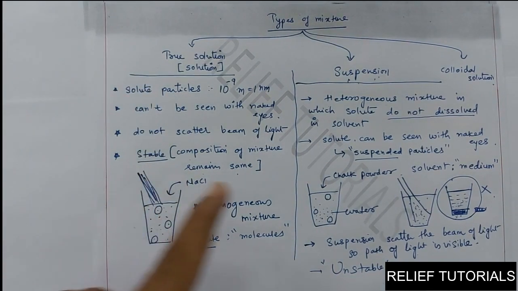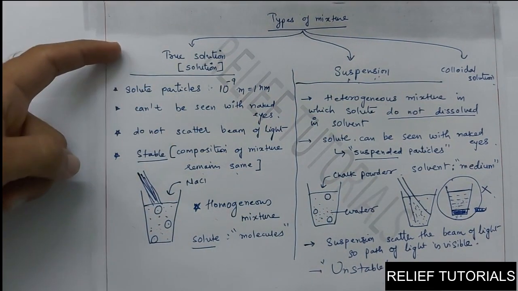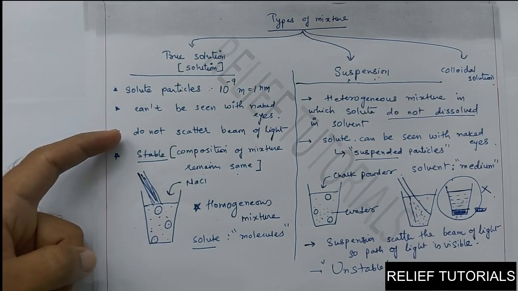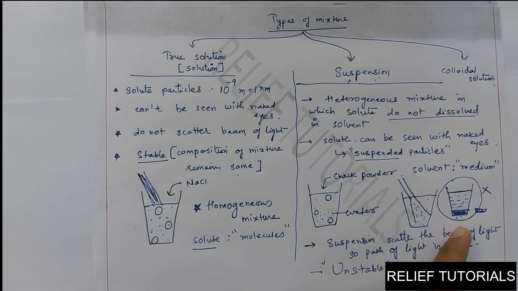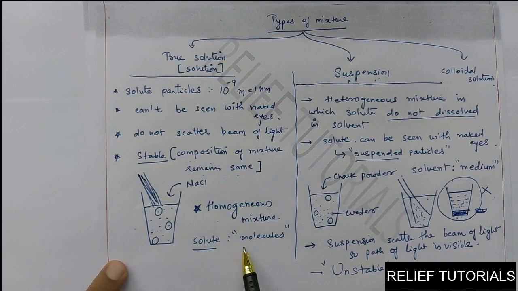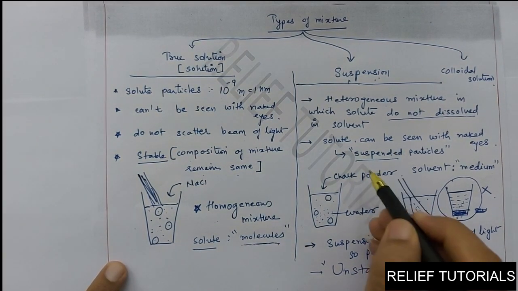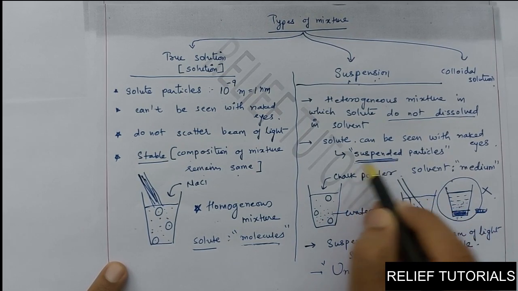True solution is stable, suspension is unstable. True solution does not scatter the beam of light. Suspensions can scatter the beam of light, but when the suspension breaks, there is no scattering of light. Remember, here the solute particles are known as molecules. Here the solute particles are named as suspended particles.